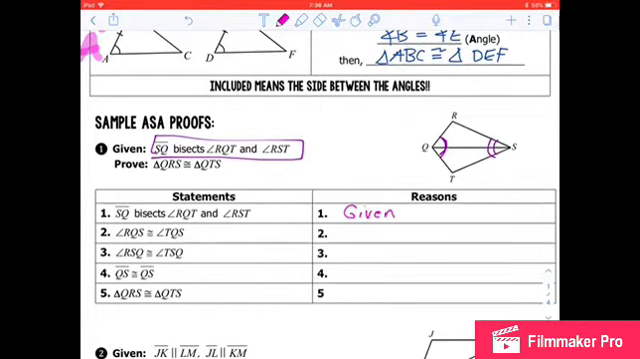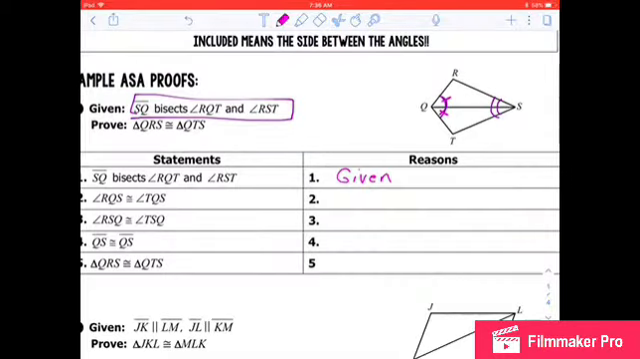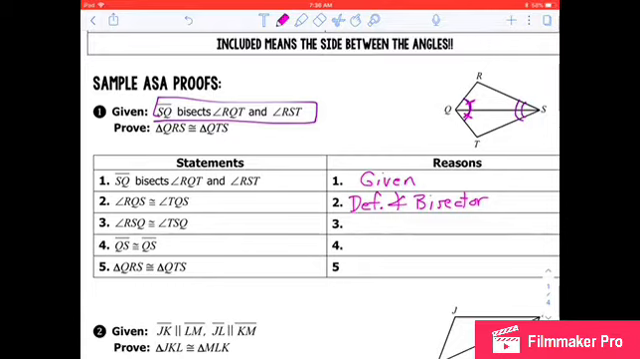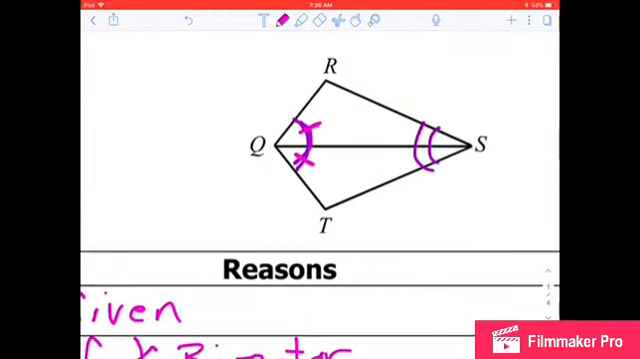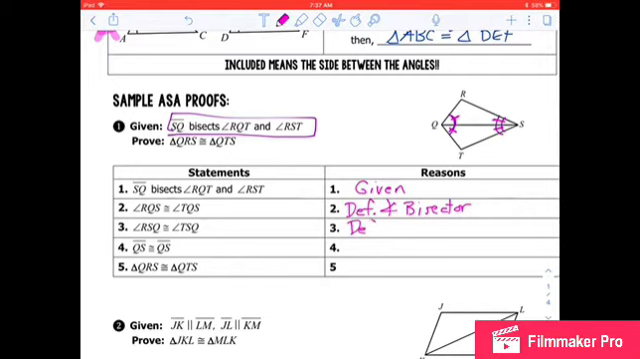And then RQS and TQS. RQS is this one, TQS is this one. And I know those are congruent because of the definition of angle bisector. And then it says RSQ and TSQ. RSQ is this angle here, and TSQ is this angle here. So those two are also congruent by the same definition, angle bisector.